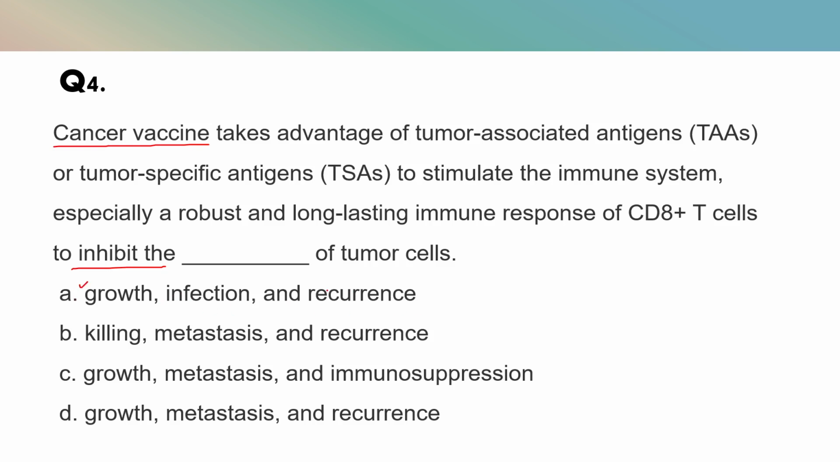Next, infection. So tumor cells do not infect, they just invade. And recurrence. Recurrence, what is the meaning of recurrence? Recurrence means generally disease recurrence happens or cancer recurrence happens. So at first recurrence, the meaning is the disease comes again and again after giving medication.